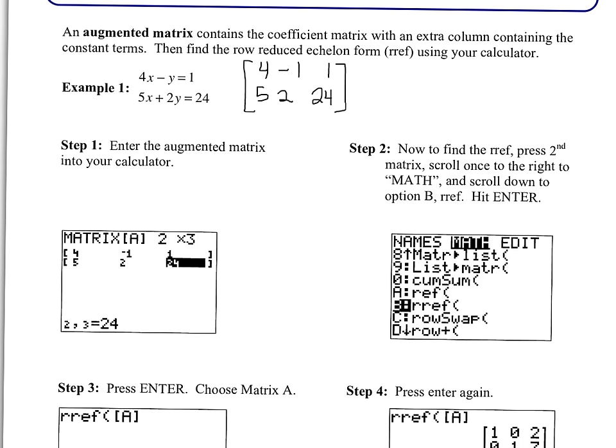Step 2, once the matrix is in there, you're ready to find the rref. And the way you do that is when you go to second matrix. We haven't yet had to use the math tool, but it gives us different options of what we want to do with our matrix once we have it entered. So you're going to scroll over once to the right to get to that math, and then you could either scroll down to B, but it's actually faster to scroll up to option B, which is your rref. You're going to press enter.